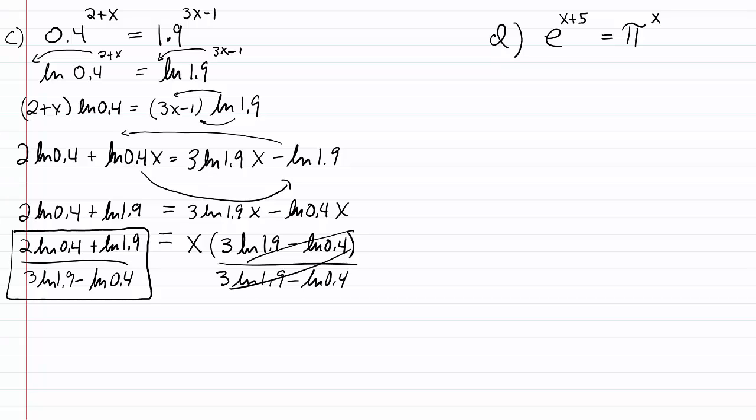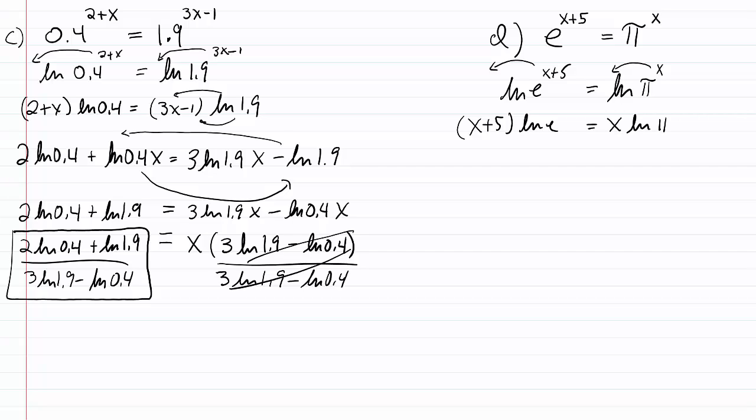All right, and finally, our last little example here, example D. To do this one, you'd want to take the ln of both sides again, because you're not going to be able to get e and pi into the same base. And if we do the ln of e to the x plus 5 is equal to ln of pi to the x power, we can then bring these exponents out in front, right? So when we do that, we have x plus 5 times the ln of e is equal to x times the ln of pi.